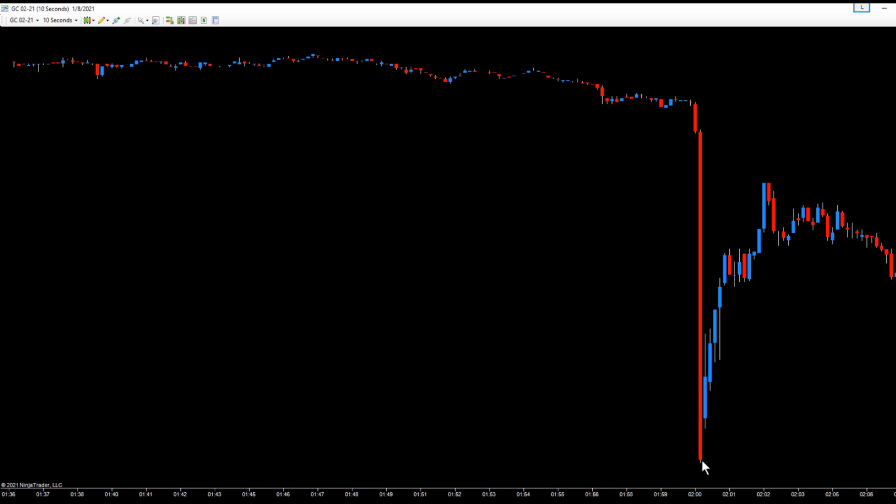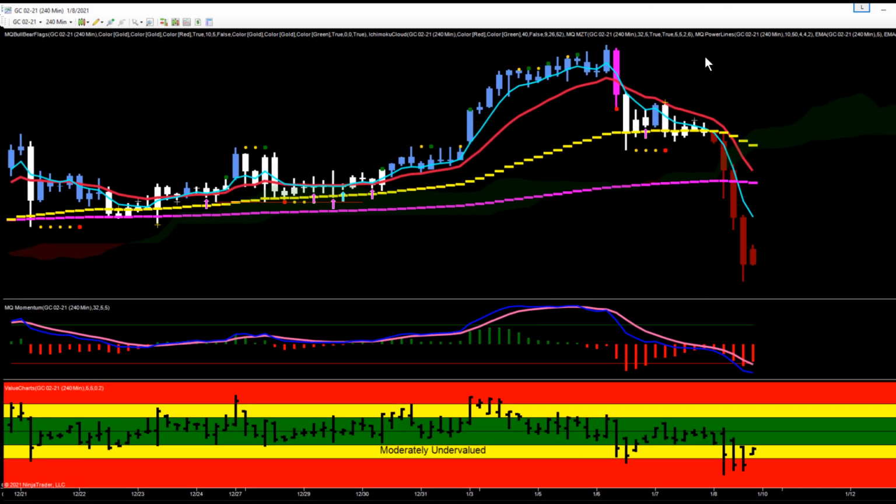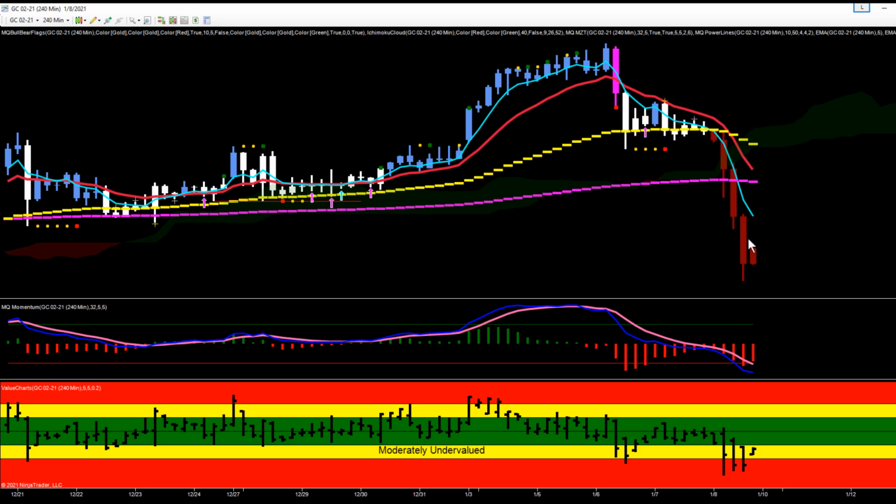And that actually dropped in less than 10 seconds and then it made a pullback, but it dropped a little over $28, or $2,800 per contract, in less than 10 seconds. That's some crazy volatility, but presenting us with some nice opportunities. Here's our 240-minute chart in gold.